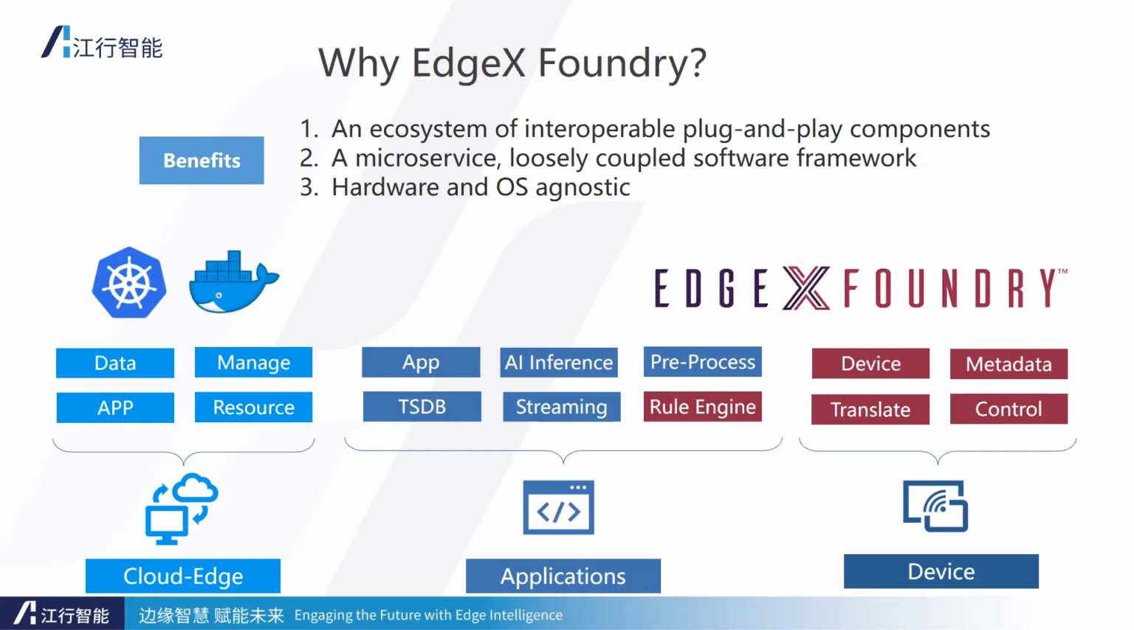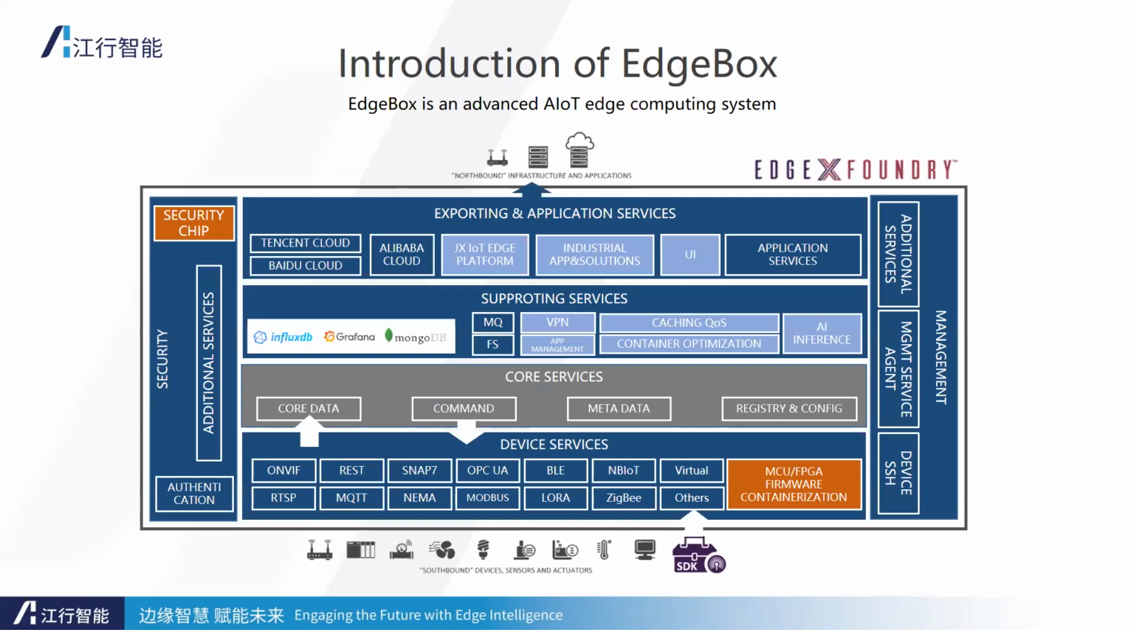So based on these benefits, we developed the Azure Box System. We think the Azure Box System is an advanced AIoT edge computing system. I will briefly introduce the system from the hardware part and the software part. For the hardware part, we added two parts. The first one is a security chip. It fulfills the encryption part because some industrial customers need to encrypt the video data and some private data during the transmission and pre-processing.